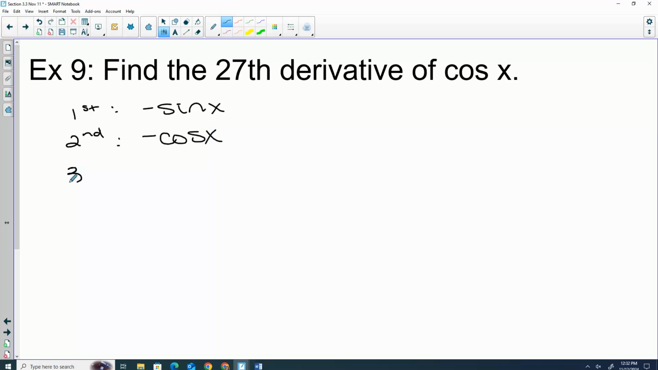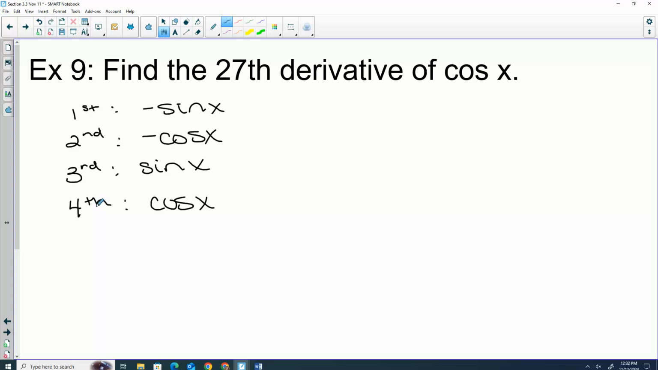The third derivative: what's the derivative of negative cosine? Negative negative sine, so two negatives make positive sine. And then what's the derivative of sine? Cosine. Haven't we seen that before? Yeah, I'm just back to where I began. So every 4 derivatives, I'm back to where I started, right?